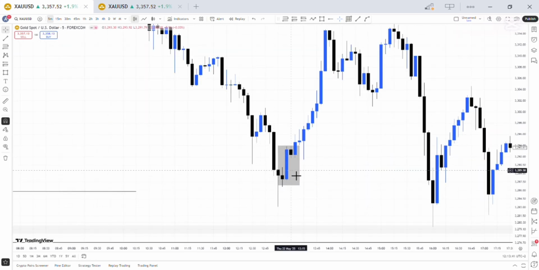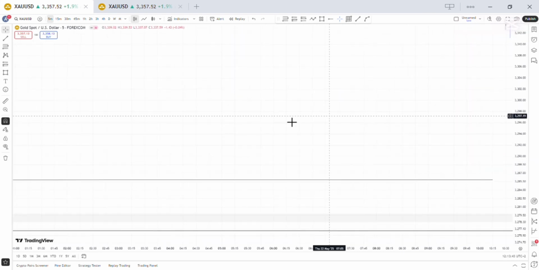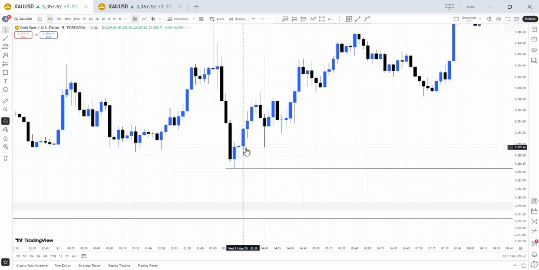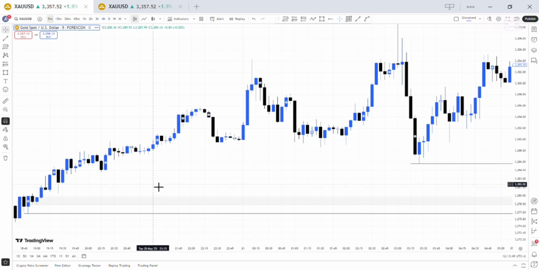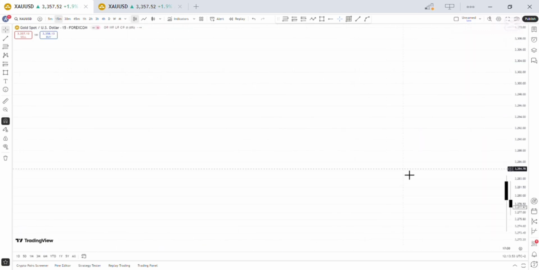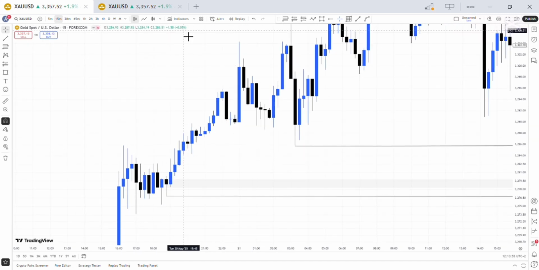Now, look at a valid order block here and what happened. You trace back to it. Should be on the 15 minutes time frame on gold. So this is a valid order block. This is a valid order block here. You can see what happened.